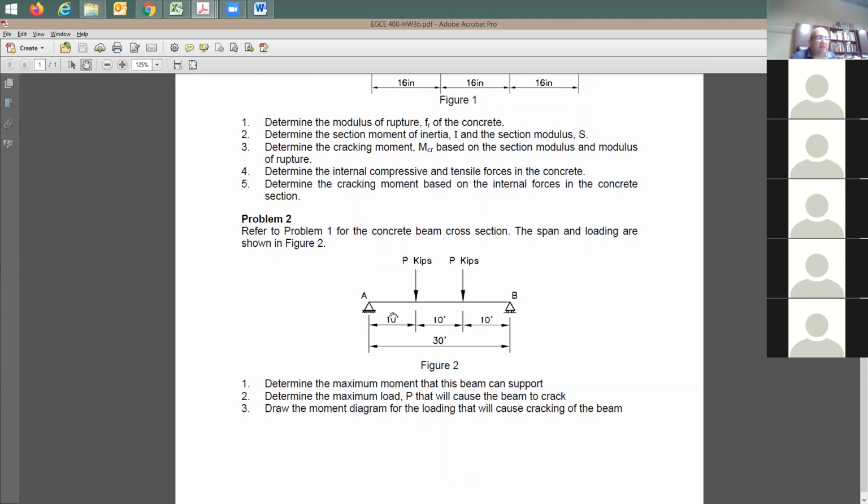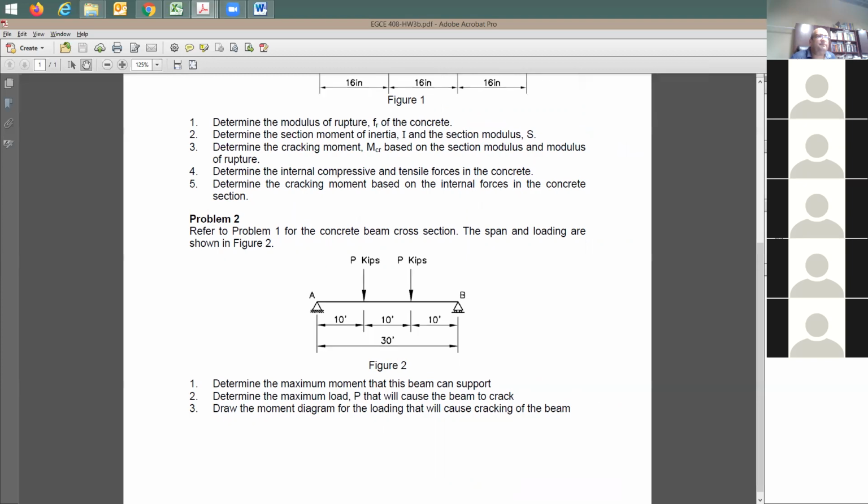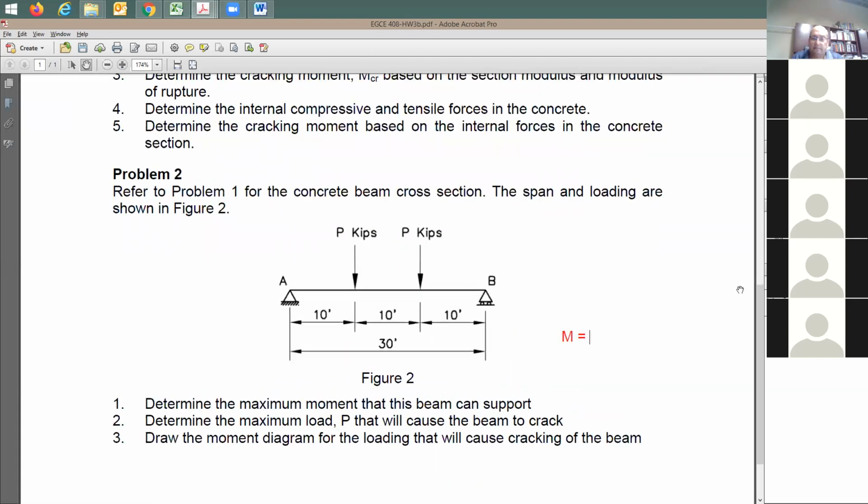How much is the moment here? Can someone give me the moment here? Acting on this beam, what is the maximum moment? M is equal to what? P times 10. Thank you, very good. So this can be the maximum moment, right?